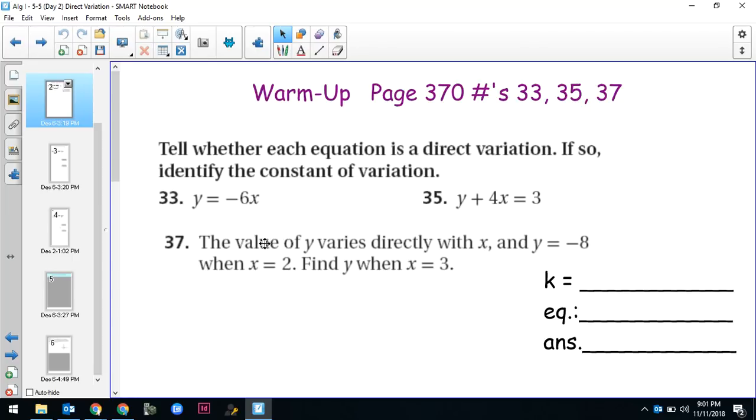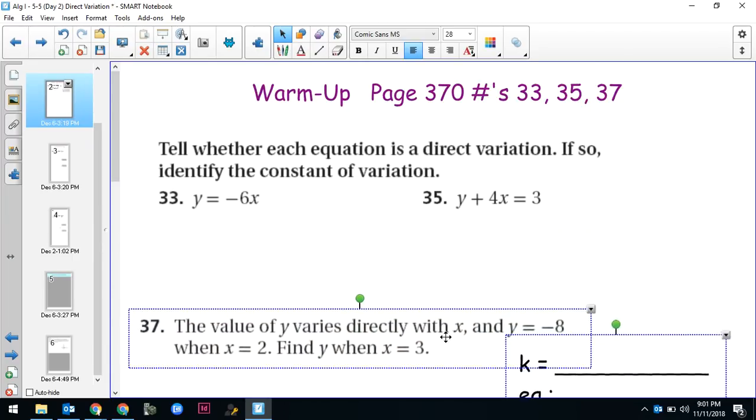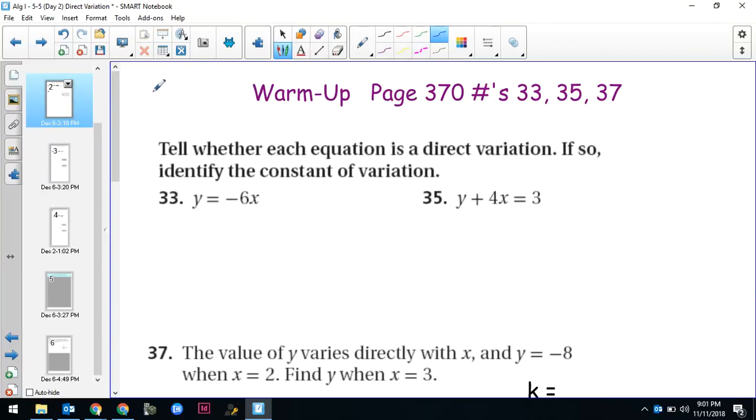Okay, so let's talk about 33 and 35 here. Let me move these down. It says, tell whether each equation is a direct variation. If so, identify the constant of variation. So remember what we talked about. A direct variation is in the form y is equal to k times x, where k is just any number. It could be y is equal to 4x, y is equal to 7x, y is equal to 10x, y is equal to negative 6x. That is a direct variation.